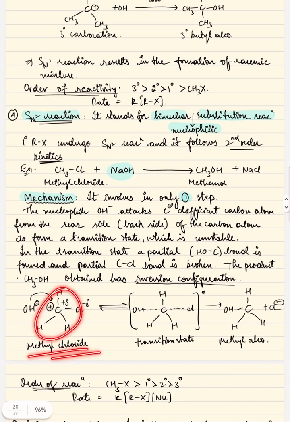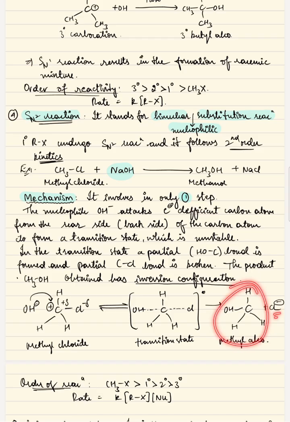Methyl chloride. The OH minus will attack here. There is a breaking of the C-Cl bond and making of the C-OH bond, and you will get methyl alcohol and chloride ion.